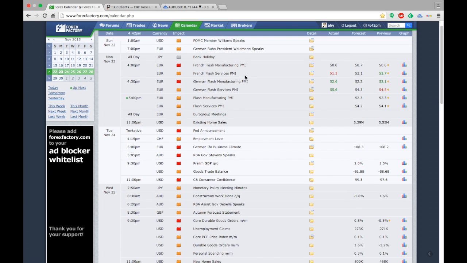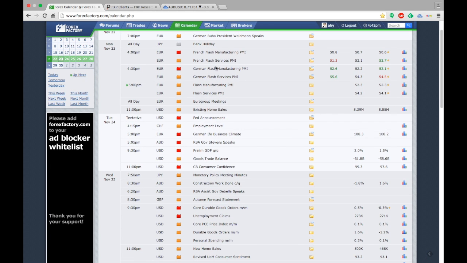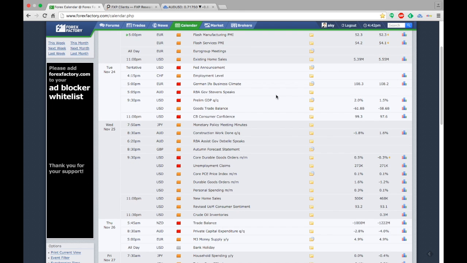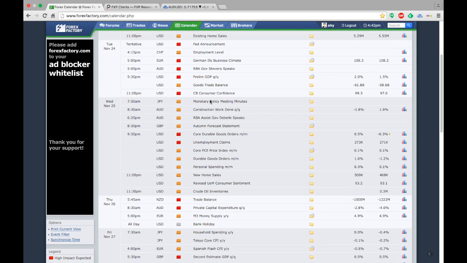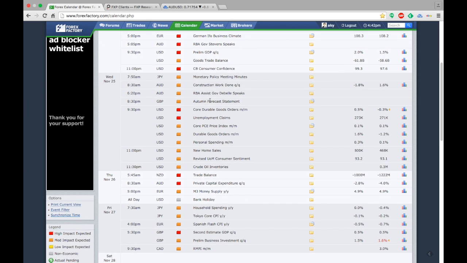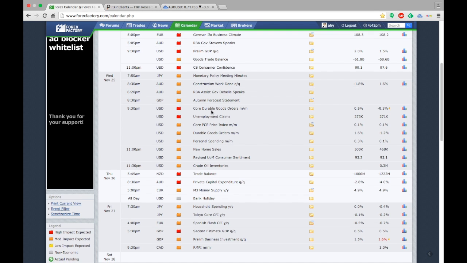On Monday itself, which is today, we do have some Euro news. Most of them have been released. If you look further into the week, on Tuesday itself, we have a Fed announcement later, followed by German business climate and of course the RBA government speaks as well. And if you look at Wednesday and Thursday, we wouldn't have many key events for this week.